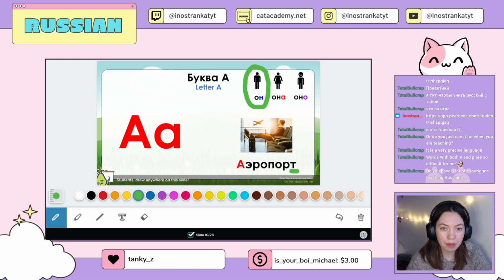And all of the grammar rules, they are based on gender. So it will be the endings for nouns, for adjectives, for verbs, for everything. That's why it's important to know this. So aeroport, он. Okay, let me get the next one.